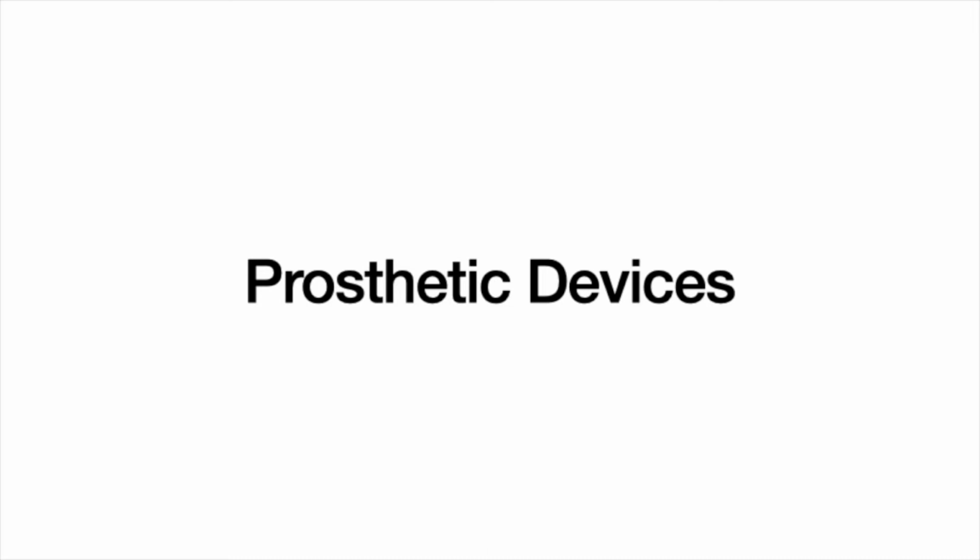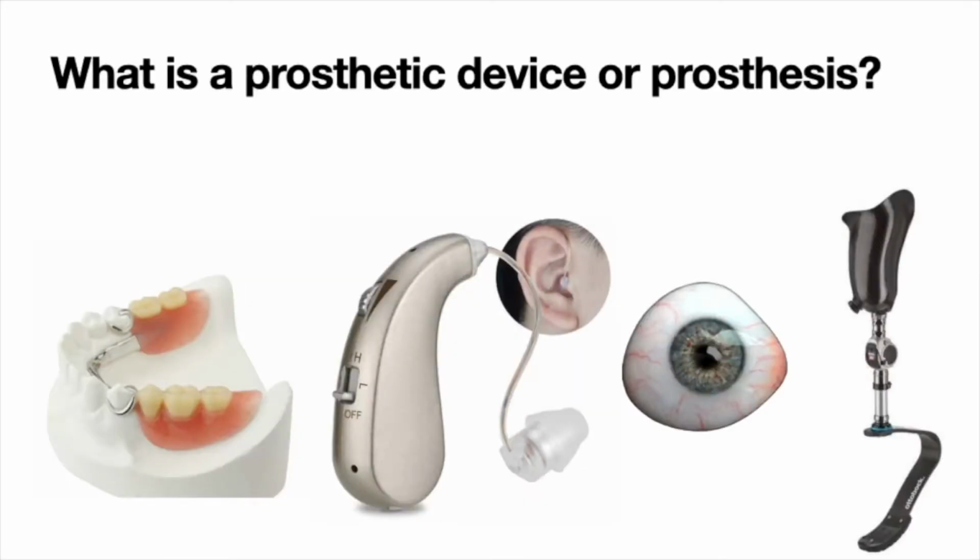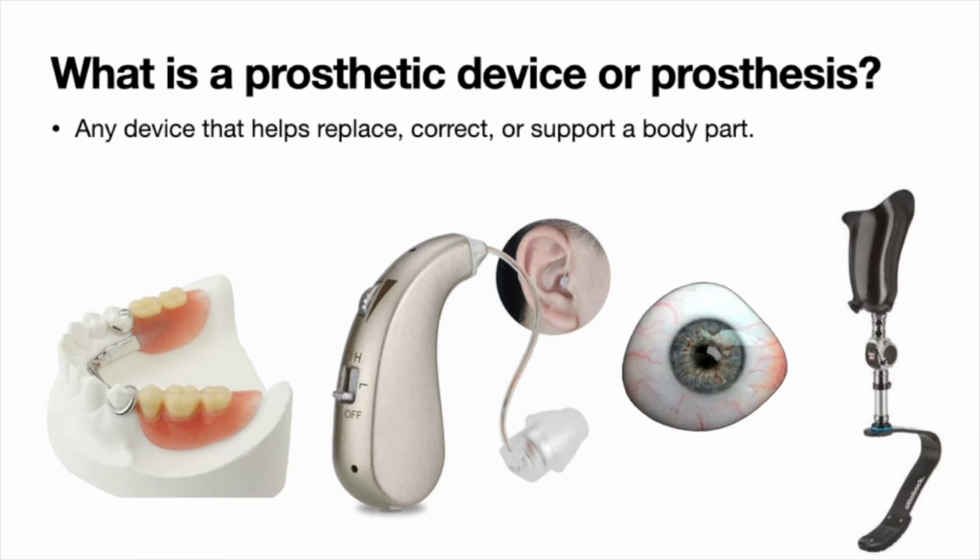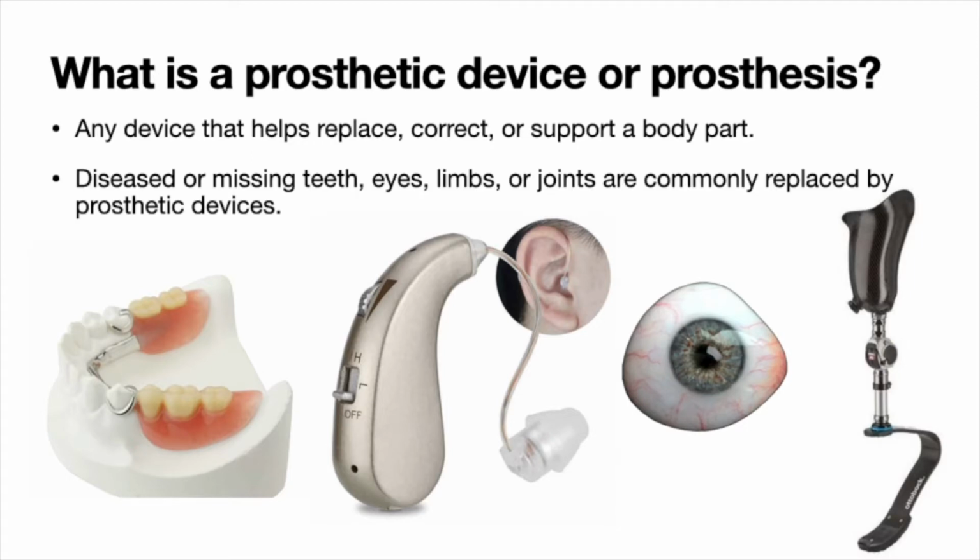And let's start with prosthetic devices. Chances are you know of someone who has a prosthetic device, even if you don't think they do. A prosthetic device or prosthesis, very generally, is any device that helps replace, correct, or support a body part. In other words, it replaces a part of the body. It corrects a physical deformity or physiological malfunction of some sort, or it supports a weak or deformed part of the body. Diseased or missing teeth, eyes, limbs, or joints are commonly replaced by prosthetic devices.